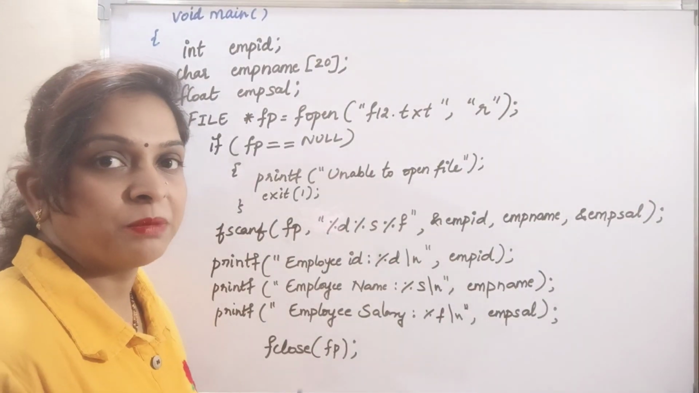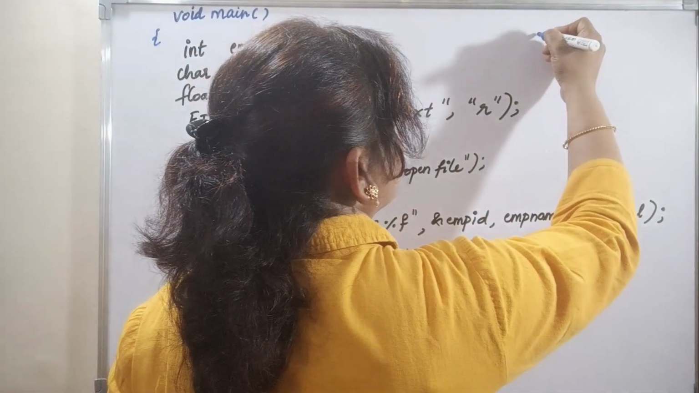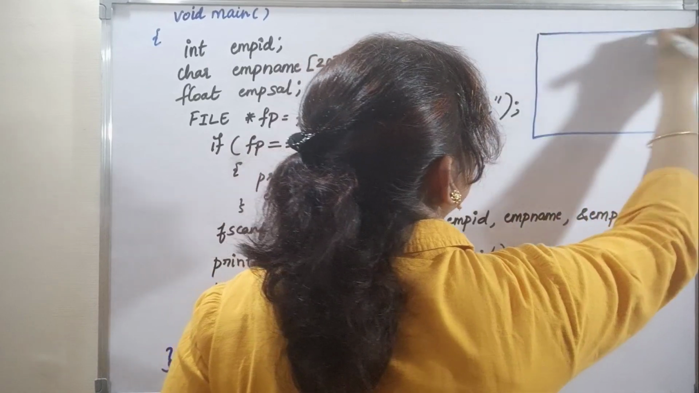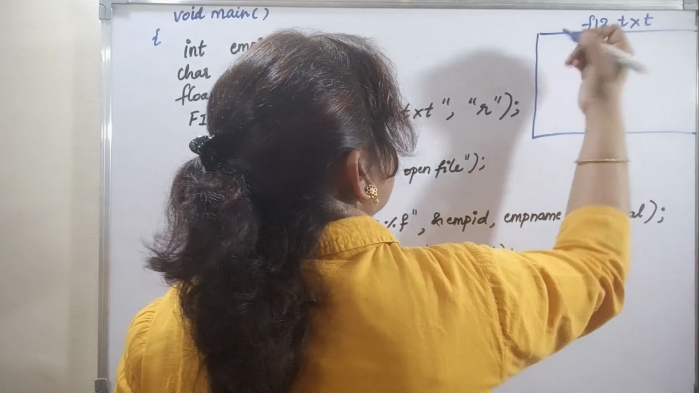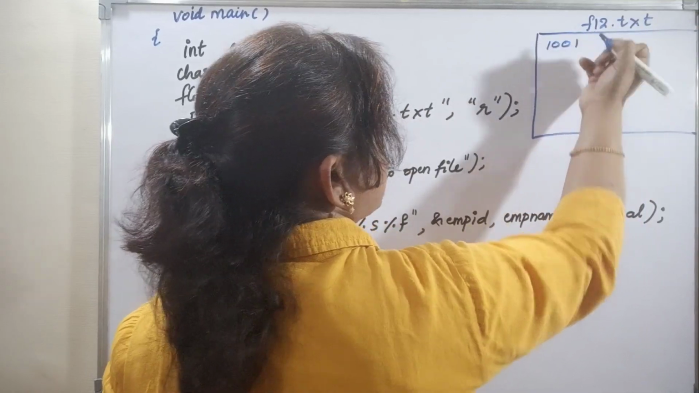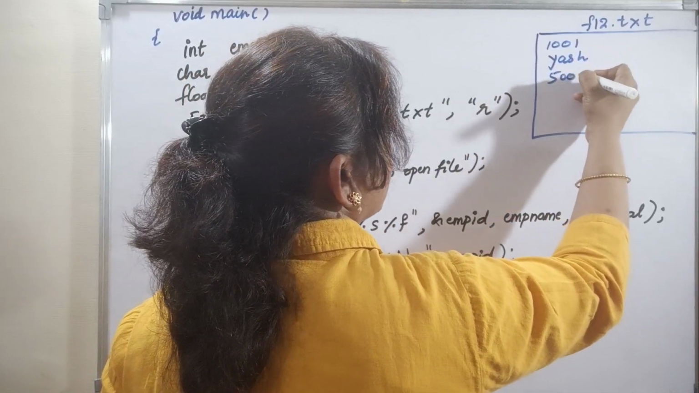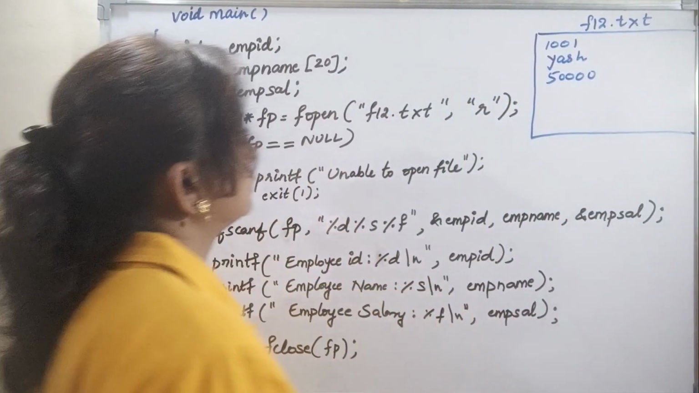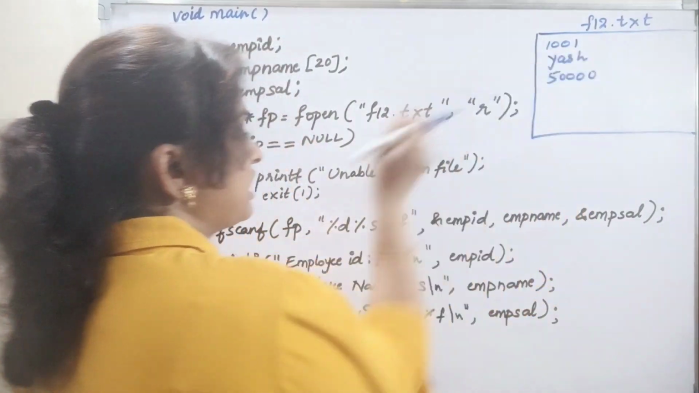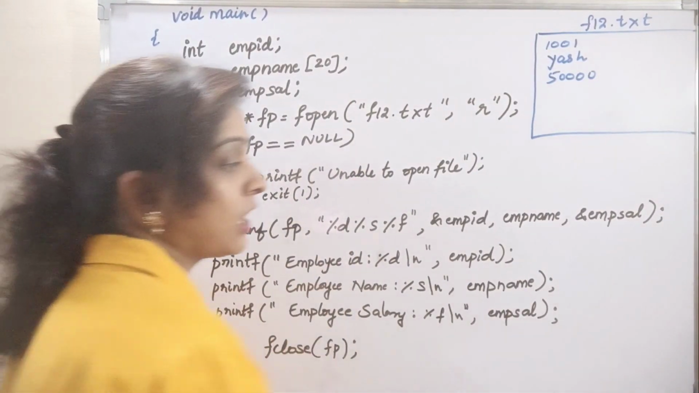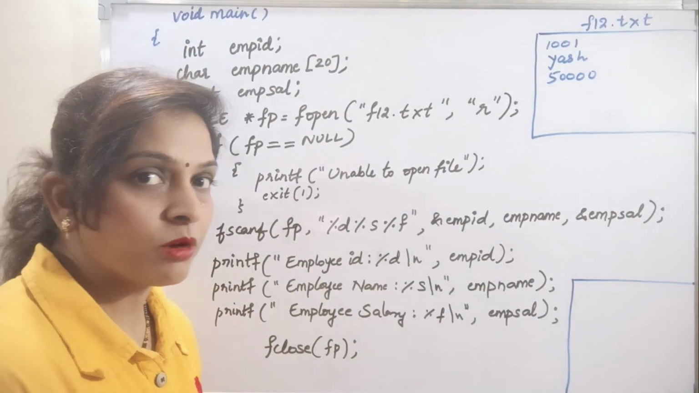So here we go with the complete program to understand how fscanf is going to work. Let us assume through fprintf we have already printed the data into the file f12.txt. For example, employee ID 1001, employee name say Yash, employee salary say 50,000. So this is the data we have. This data which is in the file has to be given to this program, and that data will be printed to the console with proper messages.